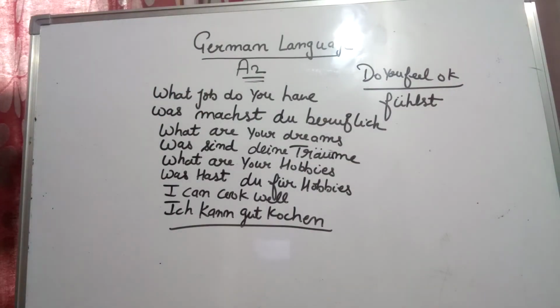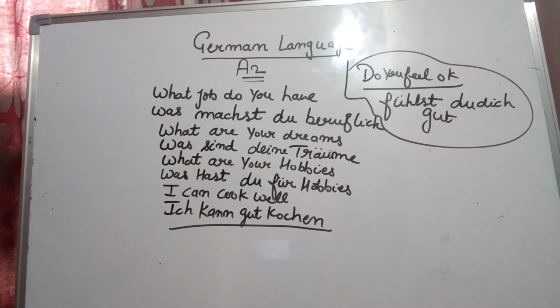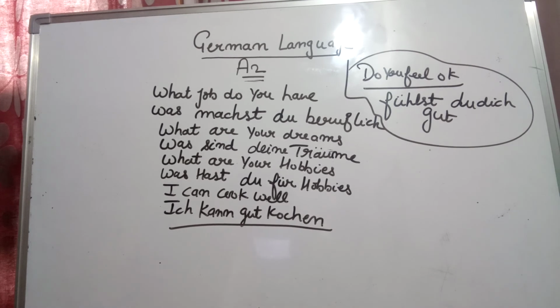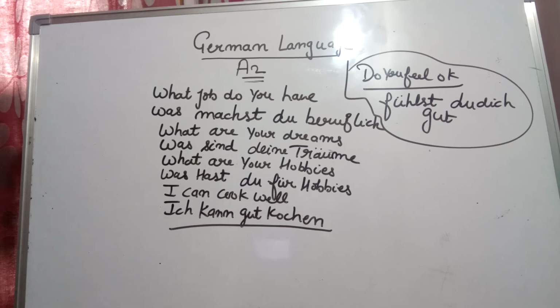If I'm saying, what are your hobbies? Was hast du für Hobbies? I can cook well, and you can say like this: Ich kann gut kochen. Do you feel okay? If you will say, do you feel okay? So what will you say? Fühlst. That is my fühlst, that is my verb, to feel. Fühlst du dich gut?